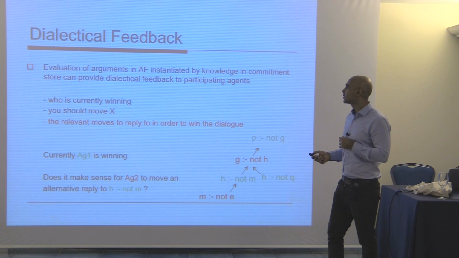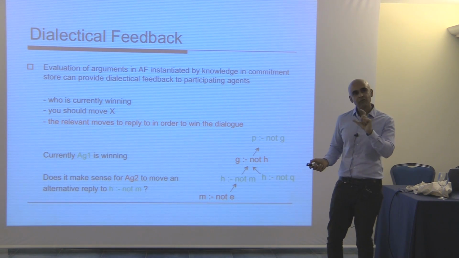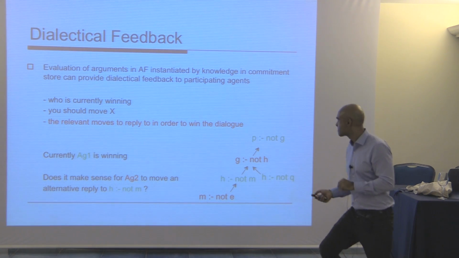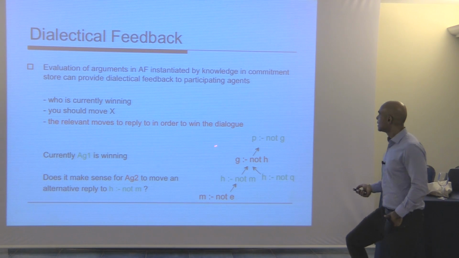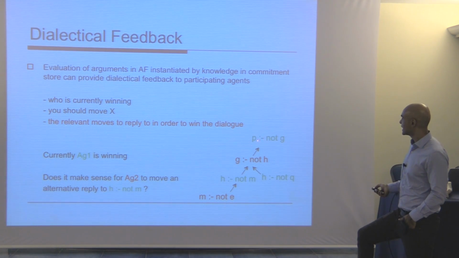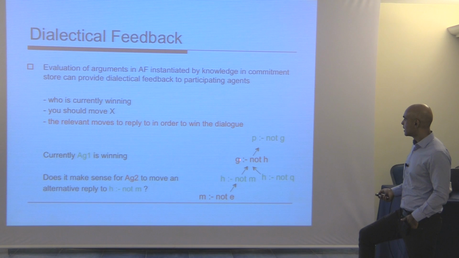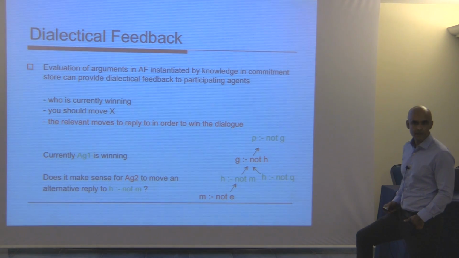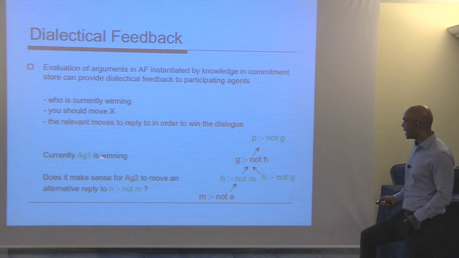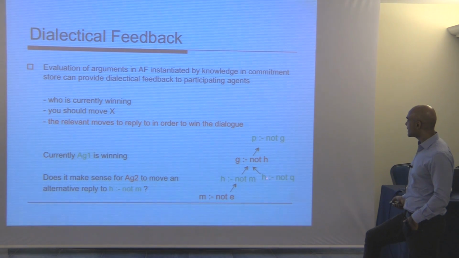Also, you can identify the relevant moves to reply to. Look at this dialogue. Agent 1, the pro agent, is currently winning. It says P since not G. Agent 2 says, well, G since not H. Agent 1 says, well, H since not M. And then agent 2 successfully counterattacks with M since not E. Then agent 1 moves H since not Q.